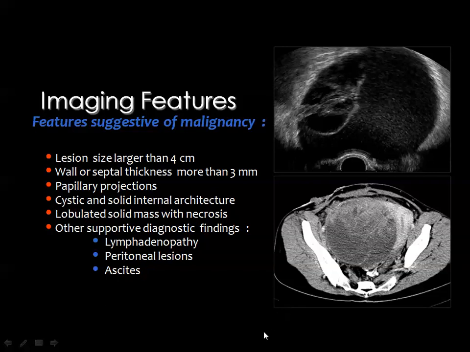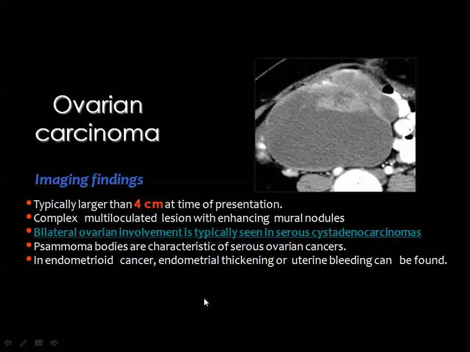malignant one. Then if you see, and this is a rare presentation, a solid mass with central necrosis, and you see some supportive findings for malignancy like the presence of metastatic lymphadenopathy, peritoneal metastases or deposits, and the presence of ascites as well.